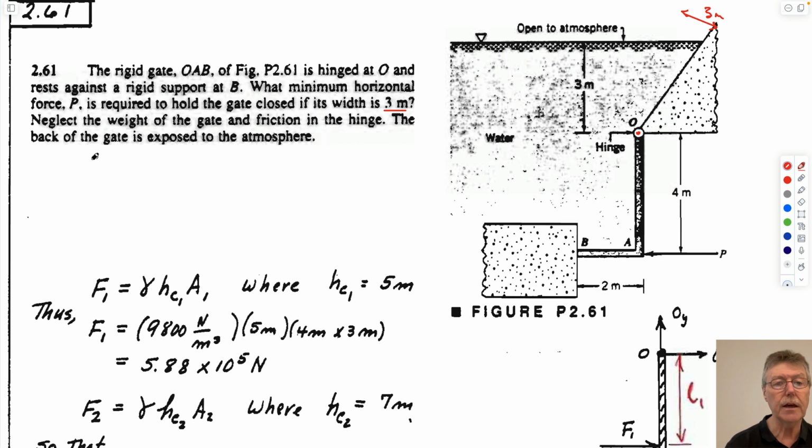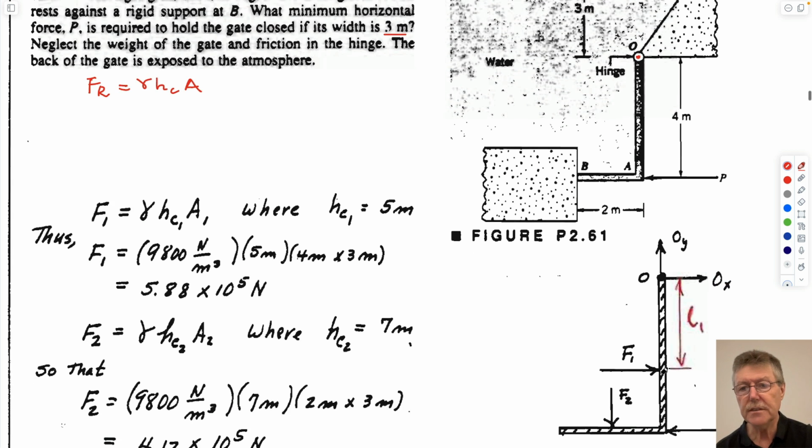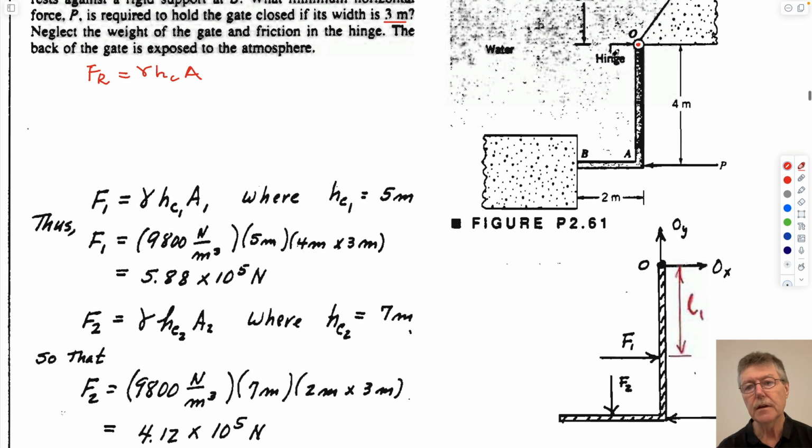So we have to calculate F_R is equal to unit weight times depth of centroid times area. And so this is the free body diagram. I'll sketch the pressure distribution and then remove it. This is the pressure distribution here. Well, actually, I'll leave it. And so this is going to be F1. There's also going to be a pressure distribution here.